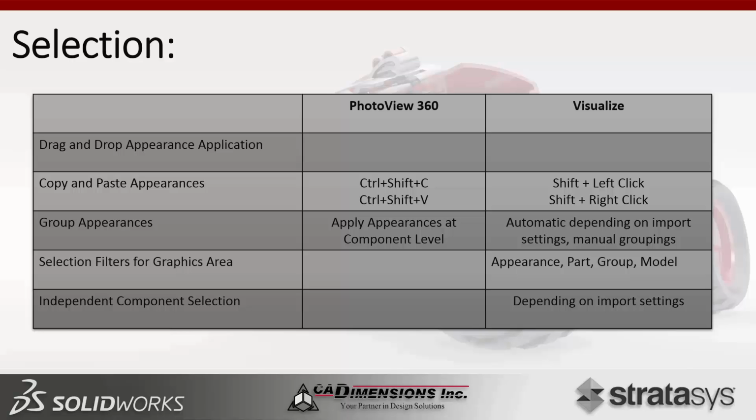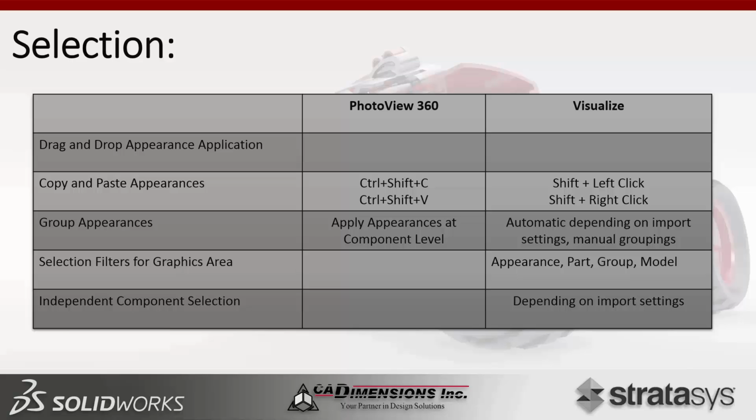Grouping appearances essentially will happen automatically if you're using the automatic import settings in Visualize, which is really nice. So whatever you have grouped together in SolidWorks under one appearance, they'll come grouped together automatically into Visualize, which is very convenient. If you are applying appearances at the component level in an assembly in PhotoView 360, you'll see those get grouped together as well. So all capabilities that are available, maybe just a slightly different process in some of them.